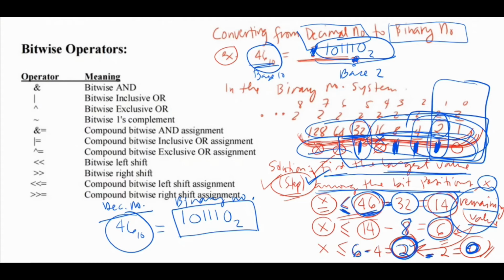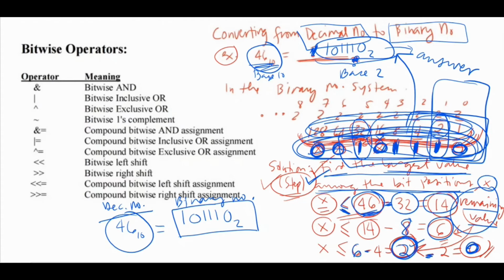And then all of those bit positions in here that are not 1, we set them to 0. So this is 0, 0, and 0. And then we extract that as the binary number equivalent to 46. So this is now our answer: the binary number equivalent to decimal number 46.